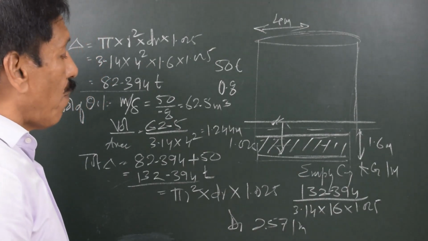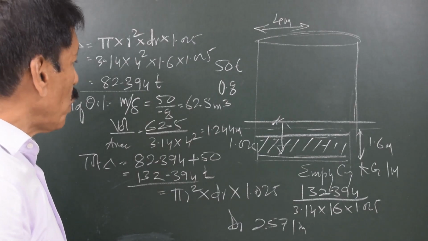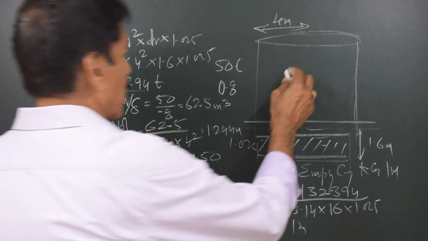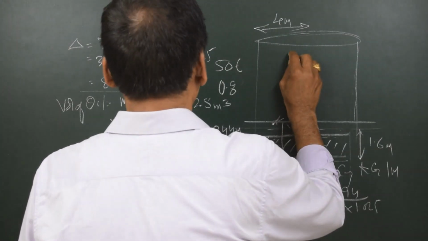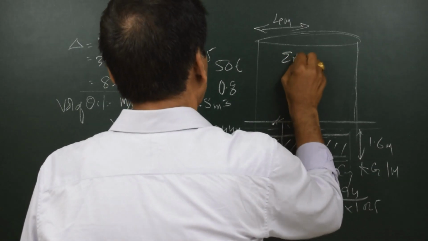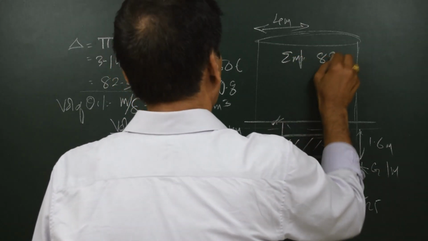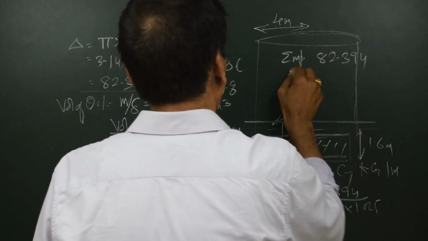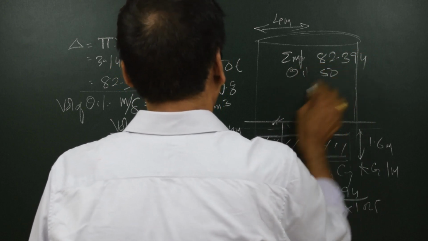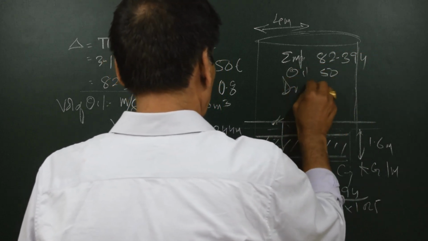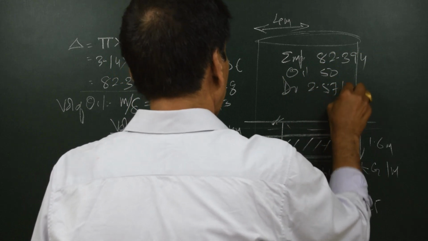Why did I find the draft? I found the draft. I'll write down certain details here. So MT is 82.394. Oil is 50 tons. The new draft is 2.571 meters.